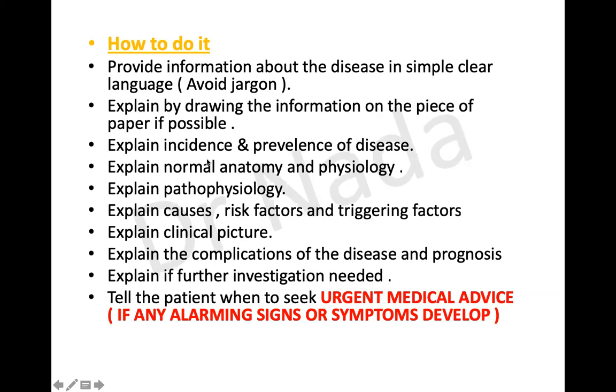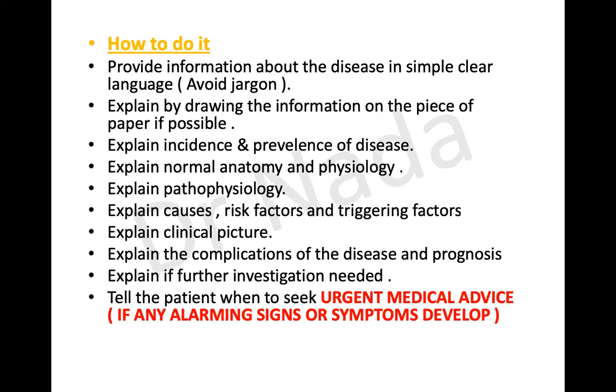Then explain incidence and prevalence of the disease. For example, this disease is a common disease. It affects males and females equally. Usually it affects the middle age group, or sometimes you deal with a genetic disease, for example, an autosomal dominant disease, adult polycystic kidney disease. So you have to explain to them that this disease is a genetic disease. It's inherited in the family. It affects males and females equally. It is expressed in adulthood.